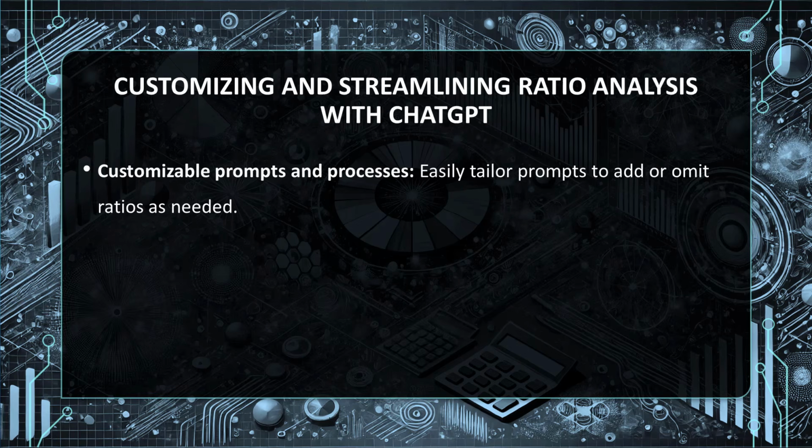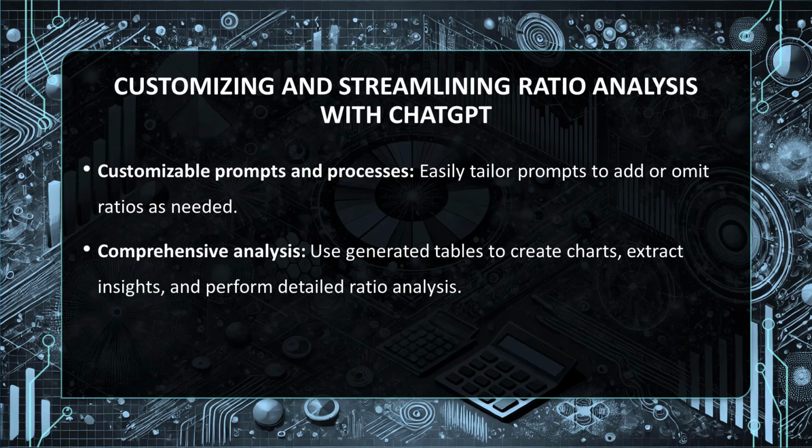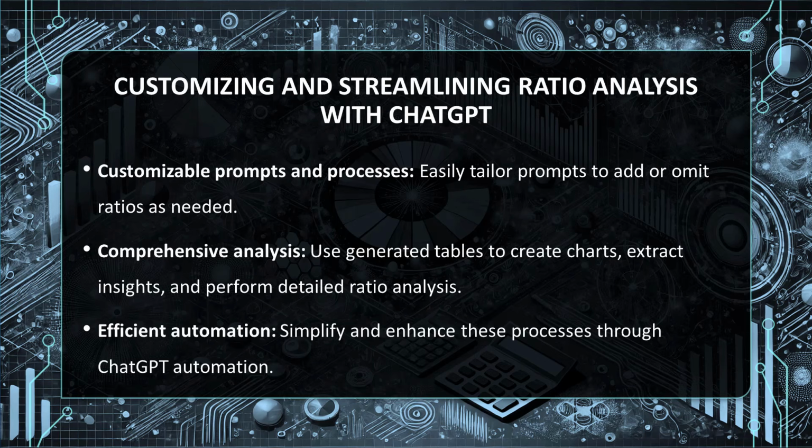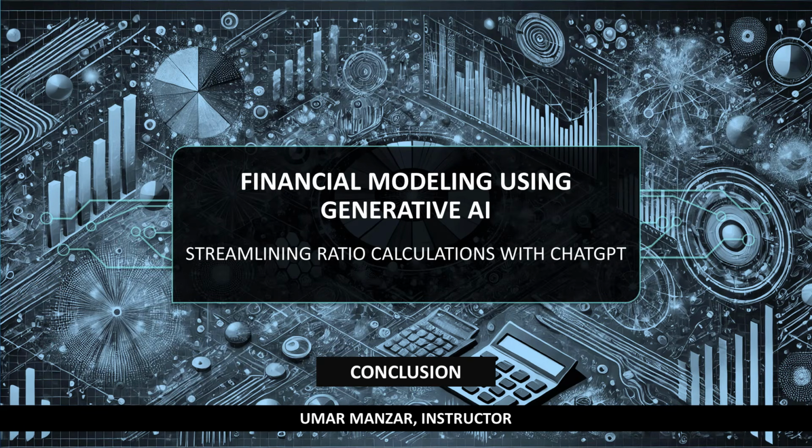The beauty of the prompt used and the process followed here is that they can be easily customized to your unique needs and requirements. You can add or omit ratios as needed. Furthermore, you can use the table generated by ChatGPT to create charts, extract insights, and perform a comprehensive ratio analysis. These processes can also be automated and streamlined using ChatGPT as we will see in the upcoming modules.